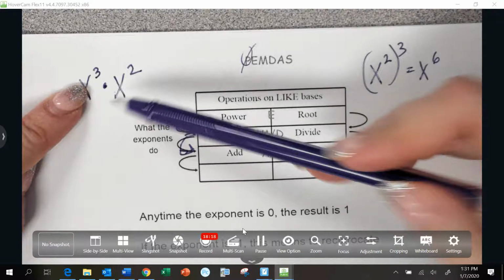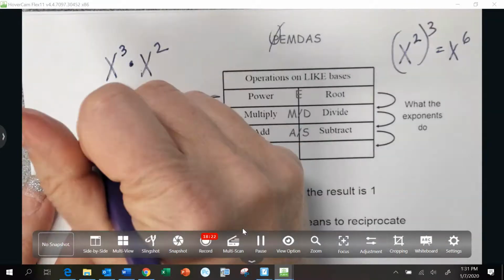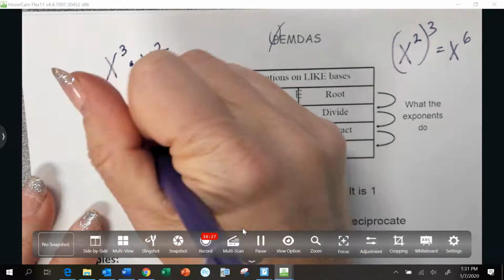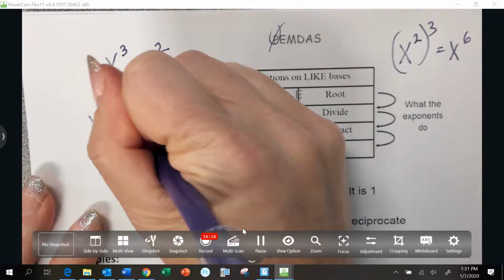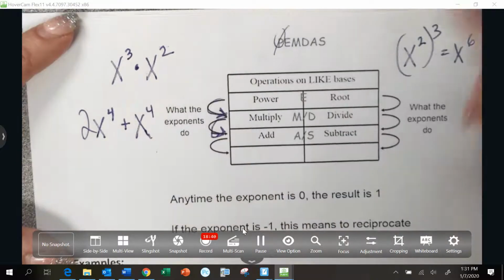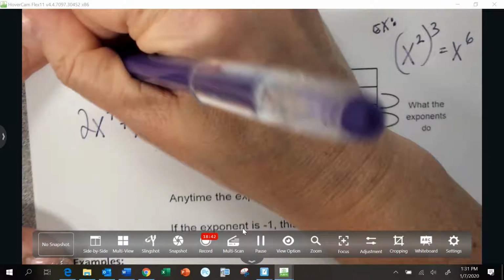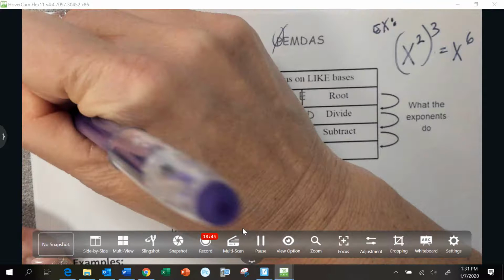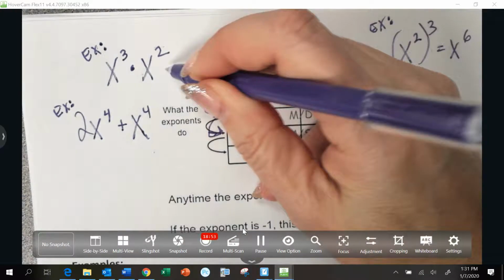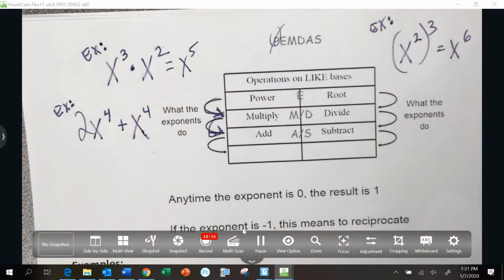So what would that look like? Bases were being added: x to the fourth plus 2x to the fourth. Are we still on the x with their power? Different examples. The answer for the previous one would have been x to the fifth. Yeah, I just didn't finish it, sorry.